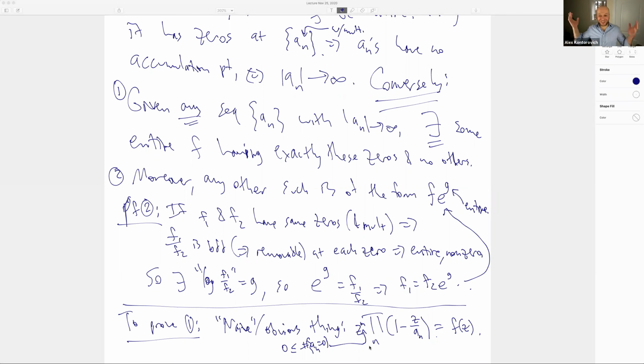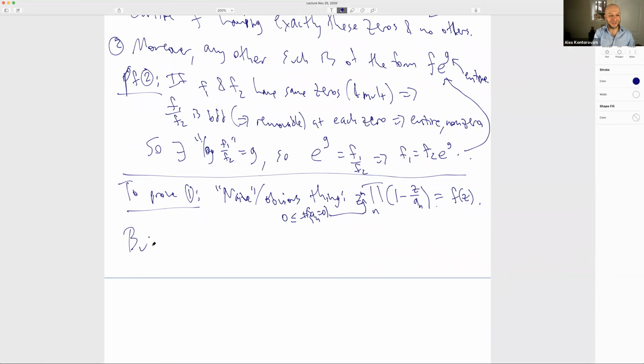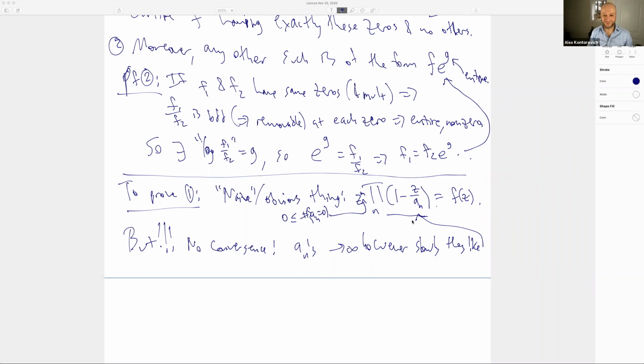Convergence. No convergence. We assume nothing about the a_n's. We assumed absolutely nothing about the a_n's. We can't get convergence out of this. The a_n's are completely arbitrary. All we know about them is they go to infinity, however slowly they like. So there's no way to get some convergence on this sum, naively.